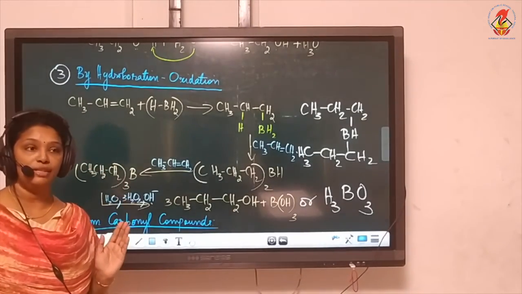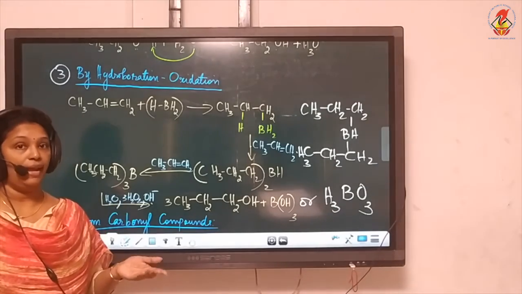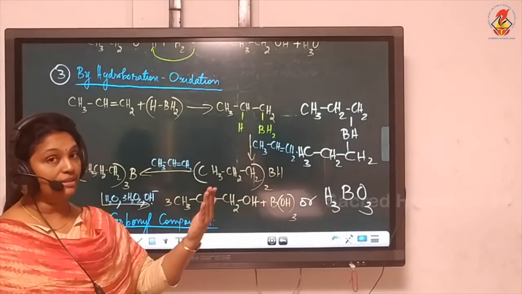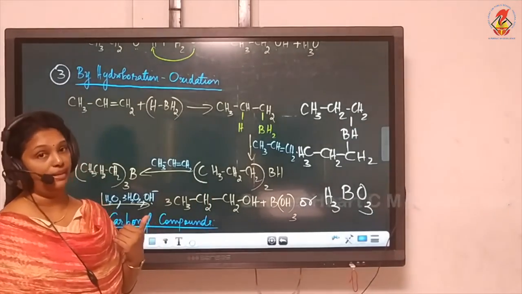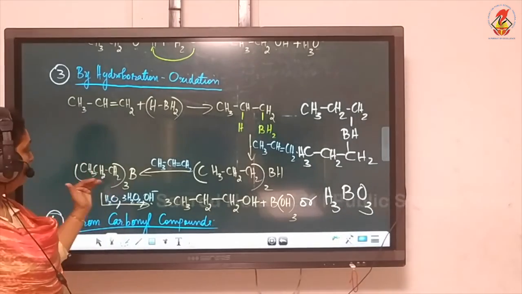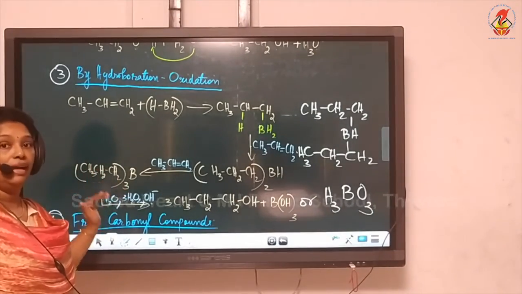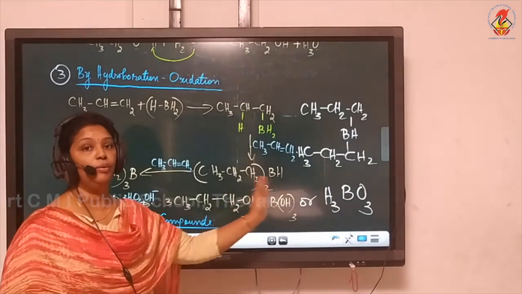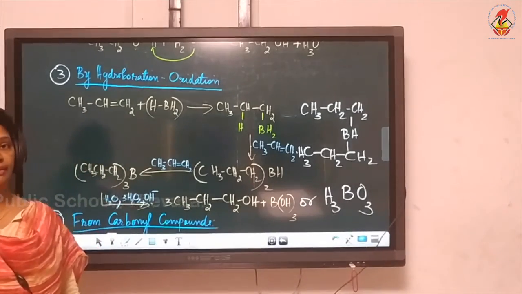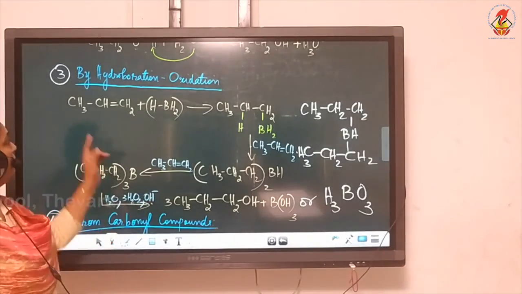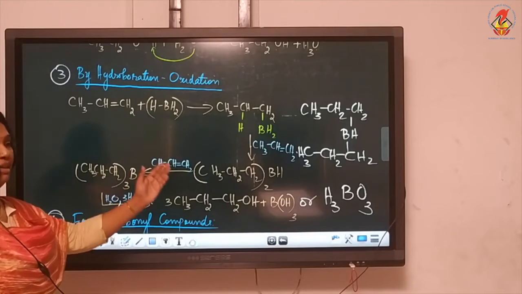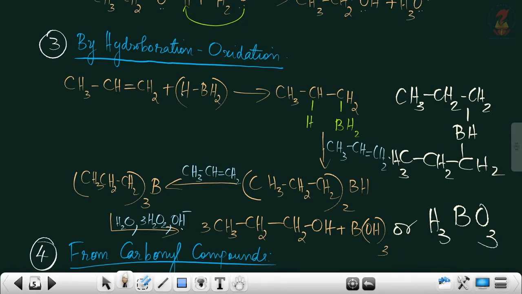So in hydroboration oxidation reaction, the boron atom adds to double bonded carbon carrying more number of hydrogen, and the hydrogen atom will add to the other carbon atom. And the trialkyl borane will undergo oxidation with hydrogen peroxide and OH minus to give alcohol and boric acid as the final product. Now if you look at this reaction, look at the alkene taken, it is propene, and the alcohol formed is propanol.